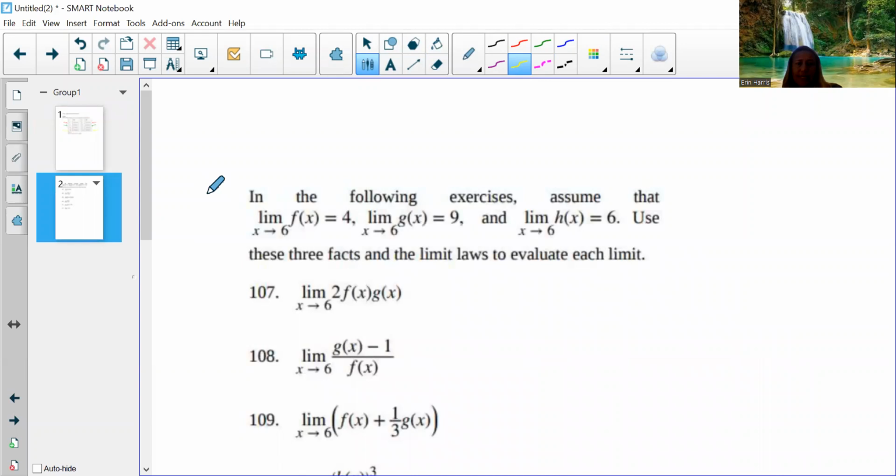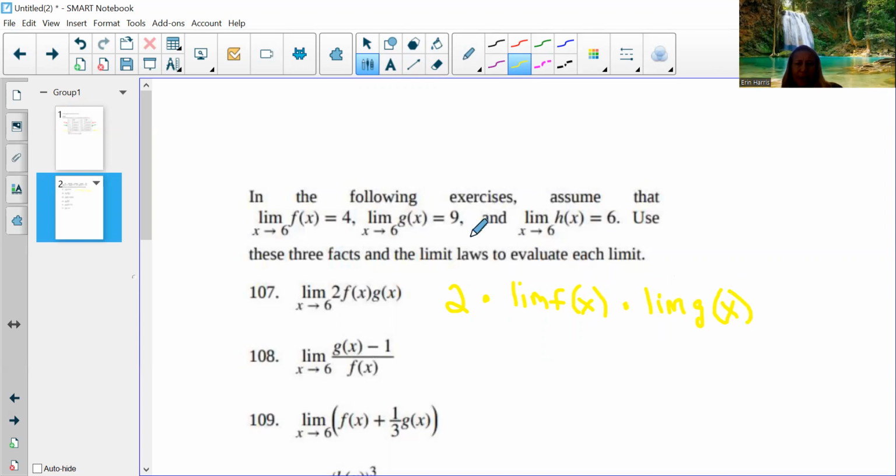Using these limit laws, the limit laws tell you that if you have a constant, you can move the constant out in front. And then here I have a product, so I know that the limit of a product is the product of the limits. So I can just multiply this limit by this limit. I should have an x approaches 6 below each of these, and I'm going to get lazy and not write it.